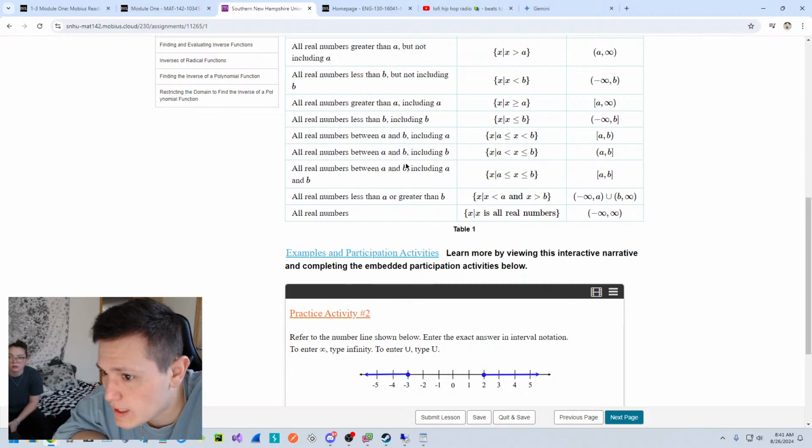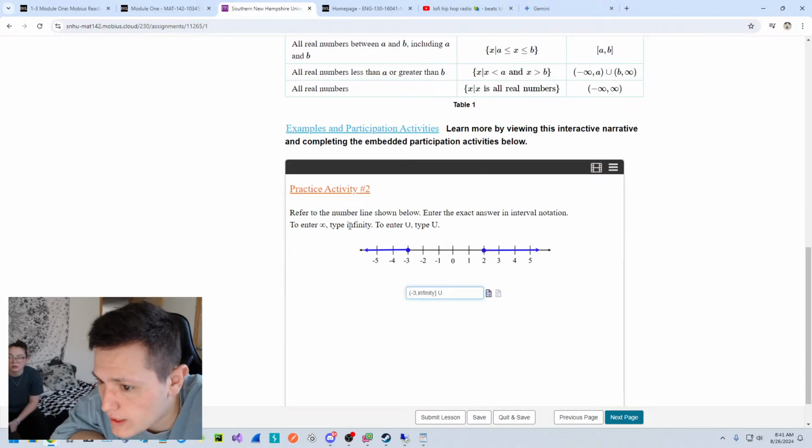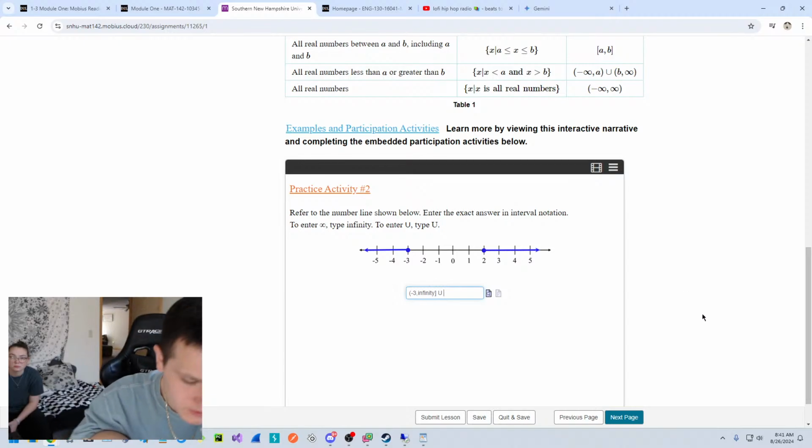All real numbers between A and B, including B. So, okay, enter the answer in interval notation. Basically, this is saying any number that is greater than 2, but not 2. So, you would do parentheses, right? Or would you do square bracket? I do parentheses, and then comma, infinity, and then square bracket.